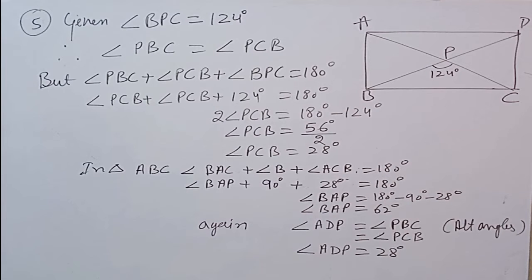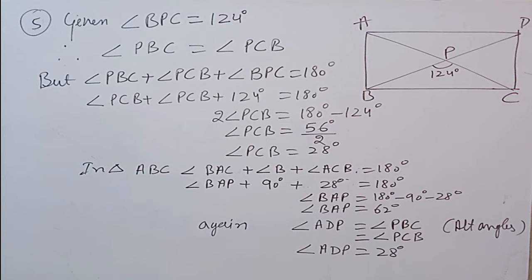Now in triangle ABC, you can see the triangle ABC, angle BAC plus angle B plus angle ACB equal to 180 degree, but angle BAC equal to BAP, we can write it. Angle B equal to 90 degree and angle ACB equal to angle PCB, and PCB we just found out, that is 28 degree, so put the value of 28. So we got angle BAP equal to 180 minus 90 minus 28, as 90 and 28 will go from left to right and will subtract from 180, that will give 62. So angle BAP we will get 62 degree. That is the first answer.